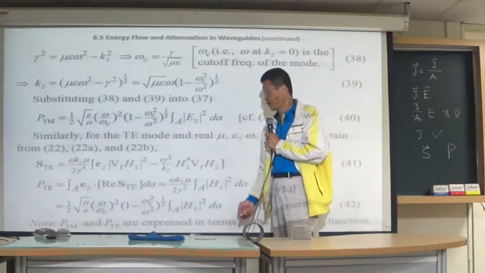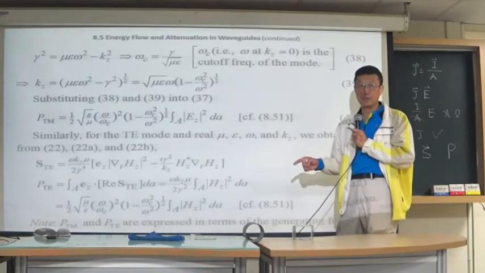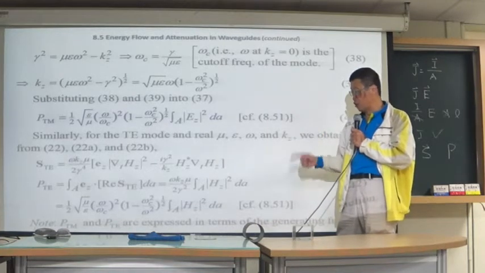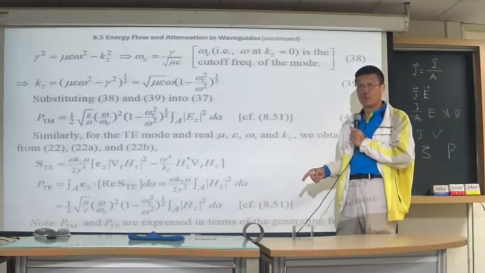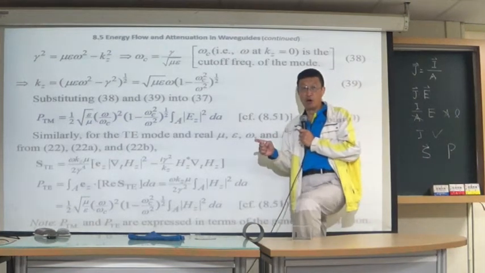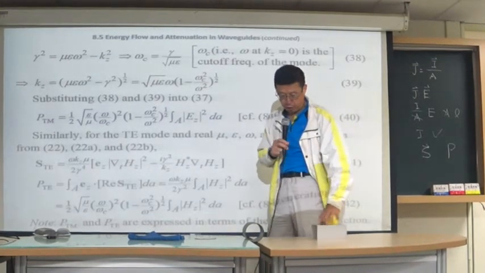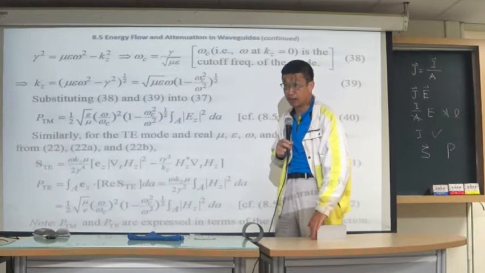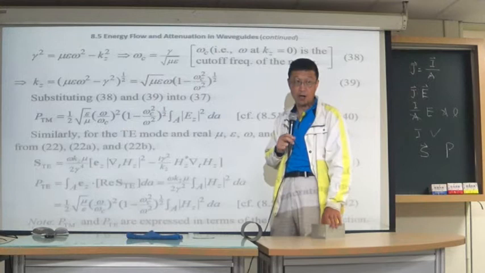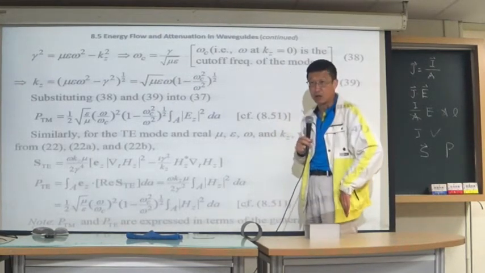So this time, if you have a chance to calculate Pm, just keep in mind that Pm is real. Pm is the power, so it should be real. And for Pm, we perform the integration of the Poynting vector over a cross-section, okay? This cross-section, this cross-section, this cross-section.